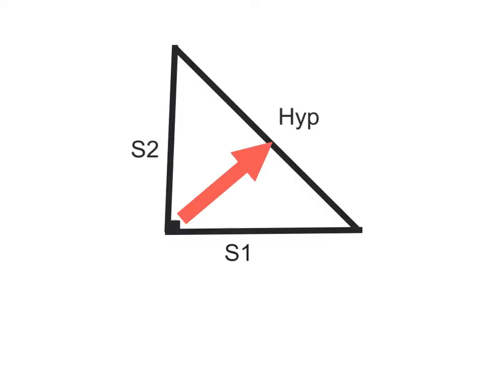Pythagoras theorem. Pythagoras theorem is used in right-angled triangles. Now the triangle must have a right angle, as we can see that this one does, which is marked by a square.